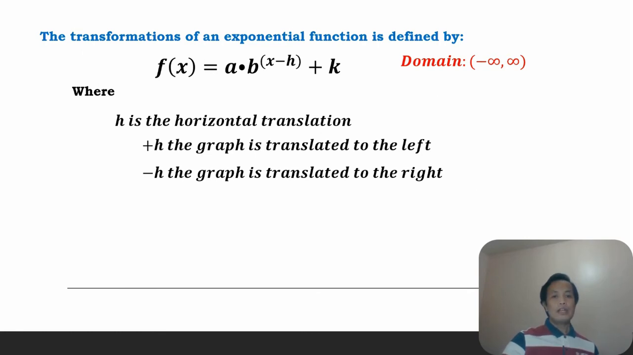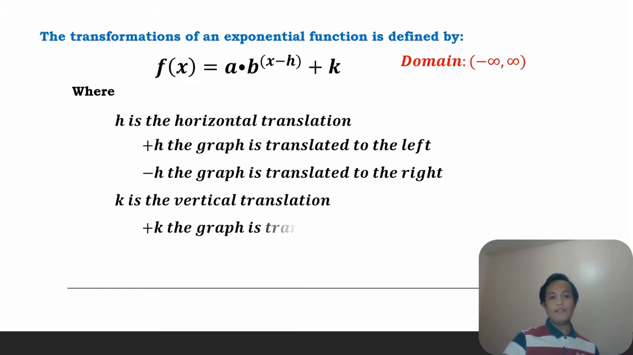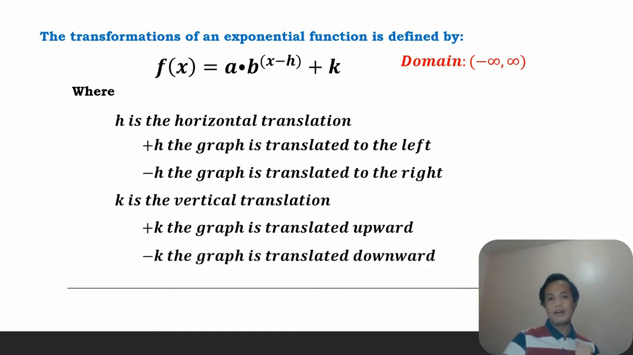So h is the horizontal translation, while the k is the vertical translation. Your graph moves up or down. So if the k is positive, the graph is translated units upward. If the k is negative, your graph is translated units downward. Again, our domain is from negative infinity to positive infinity. We've got to remember that for any form of exponential function, the domain is always from negative infinity to positive infinity.